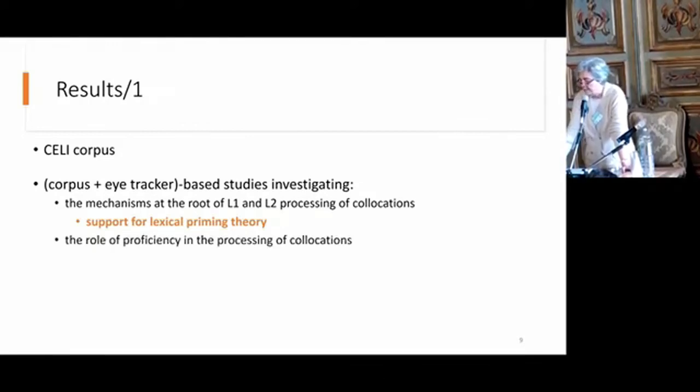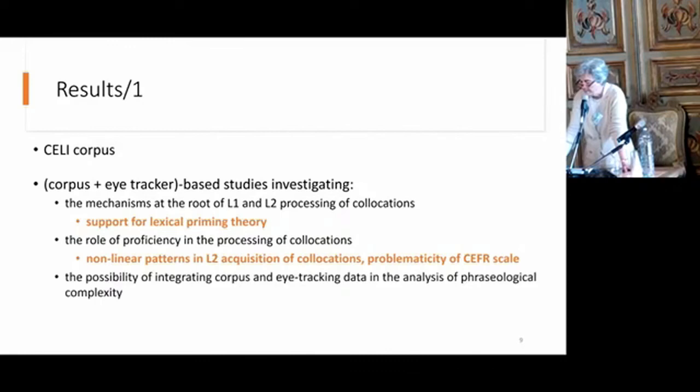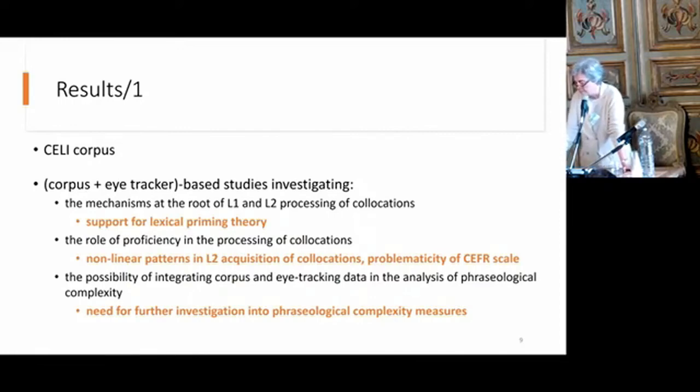We have also investigated the role of proficiency in the processing of collocations. And, not surprisingly, maybe, we have found non-linear patterns in L2 acquisition of collocations. And we have also found that surface scales can be problematic. We have also investigated the possibility of integrating corpus and eye tracking data in the analysis of phraseological complexity. And we have detected the need for further investigation into phraseological complexity measures, which is not new, of course, but we have some evidence of that.